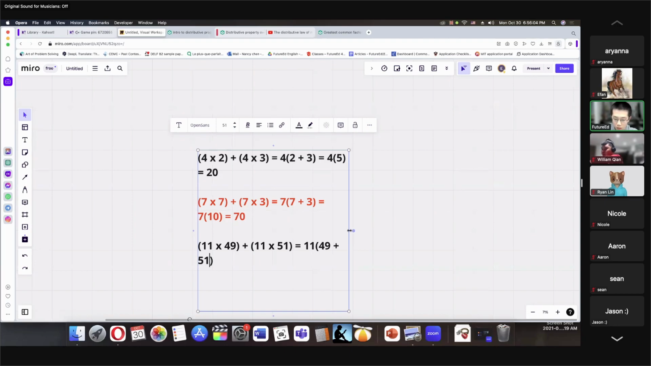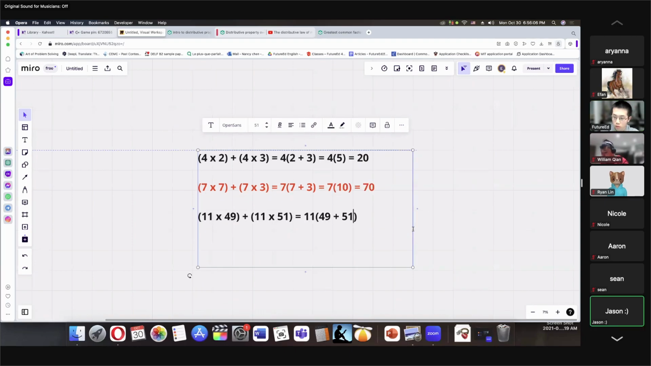So this simplifies to 49 plus 51. Do you see that? Yes. 100. Exactly. So 49 plus 51 is 100. And 11 times 100 is pretty easy. What's the final answer, Jason? 1,100. 1,100 is indeed the answer. So instead of using your calculator or something to calculate 11 times 49, and then 11 times 51, and adding them together... I didn't use a calculator. You didn't use a calculator? No. But there's a lot of chances for mistakes.